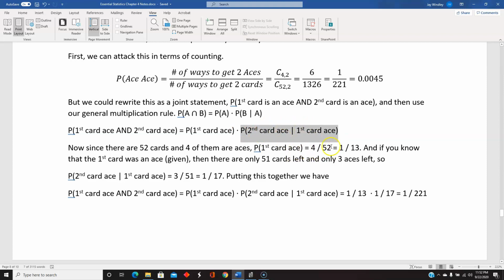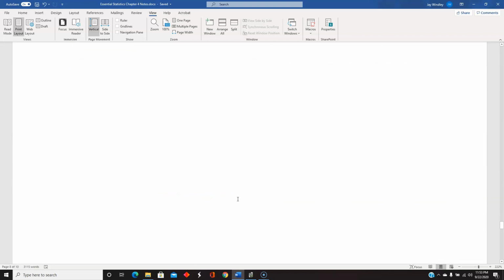And if you multiply the 4 over 52 times the 3 over 51, whether you simplify the fractions or not, you get 1 over 221, which is exactly the same as the probability we got up here. So that's just kind of interesting that there's a counting approach to getting that probability, but there's also the multiplication rule, the general multiplication rule way of getting that same probability.